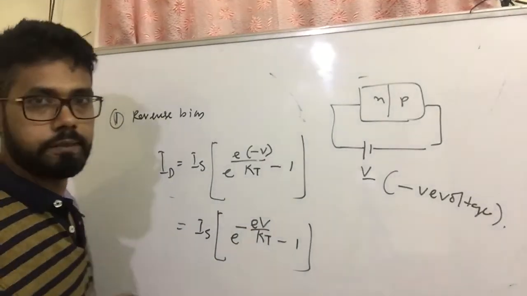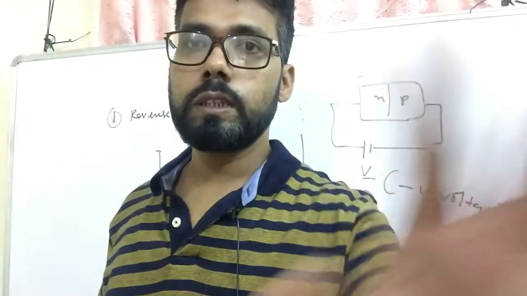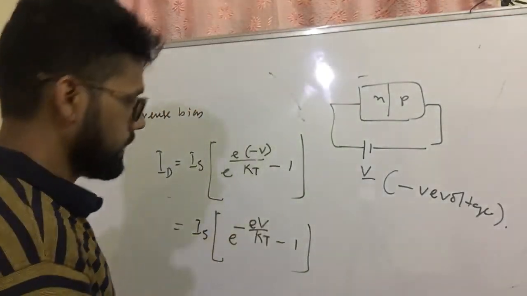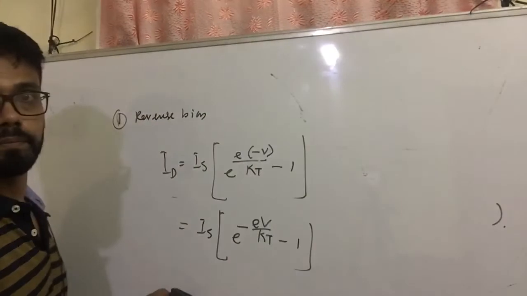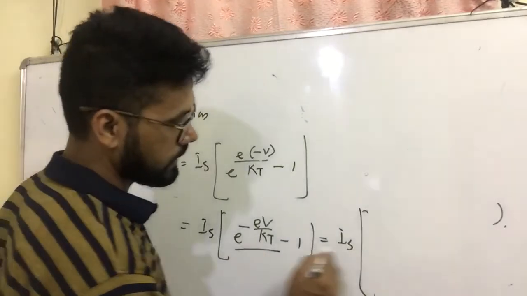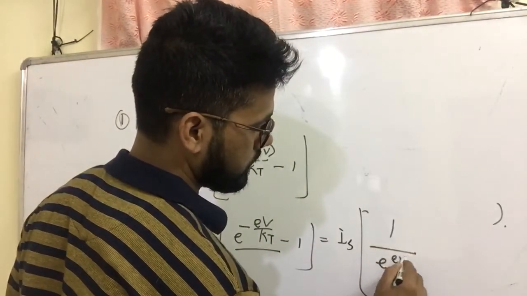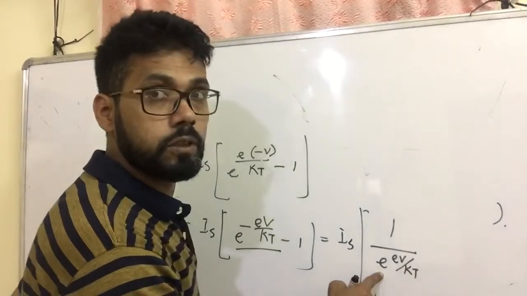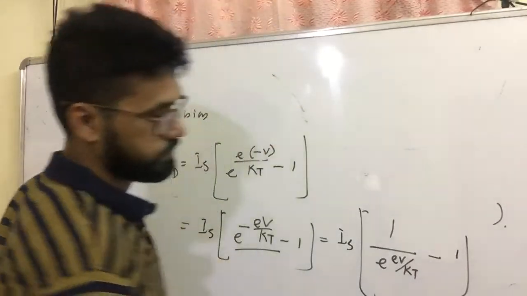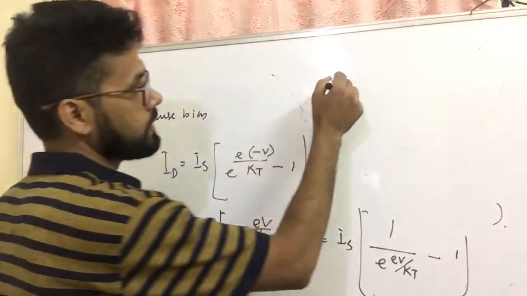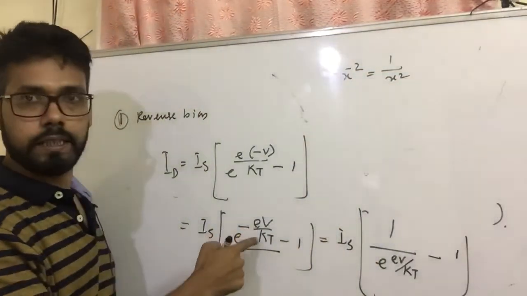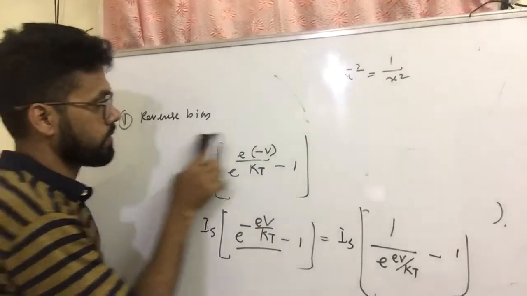Clear? Everything I am going to tell you, no need to remember anything. You just want to understand from the mathematical equation. Okay, now what is the meaning of this equation? Is is a constant, forget about that. For the negative part, I can represent it as 1 by e to the power eV by kT, minus 1. Here e means exponential, not the charge of the electron, don't confuse. Minus means 1 by x. See, x to the power minus 2 means what? 1 by x square, right? Similarly, e to the power minus eV by kT means 1 by e to the power eV by kT.